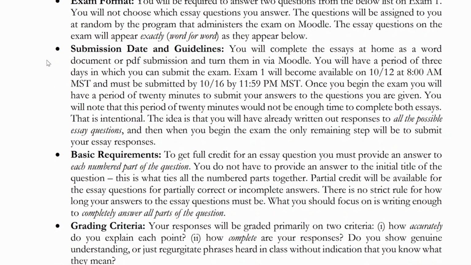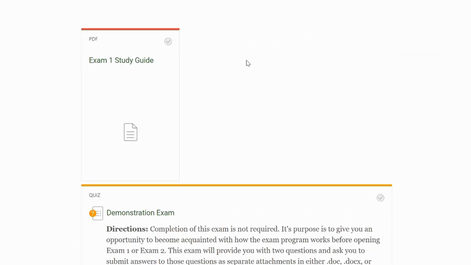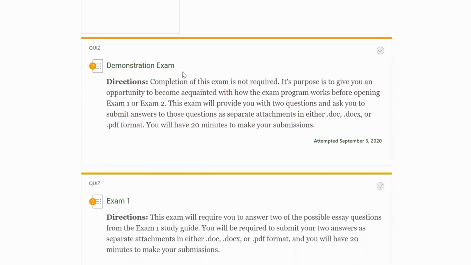I mentioned when the exam will be. You can also see that on the syllabus. Exam 1 is during week 8. Exam 2 is during final exam week. In both cases, you'll have a week to submit your exam. I should say one other thing about how you submit the exam. Let's go back to the Moodle page for the course for a minute. We're in week 8, so if we go down, you'll see a couple of things.